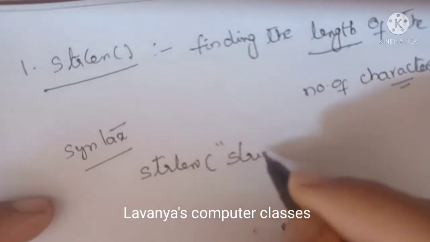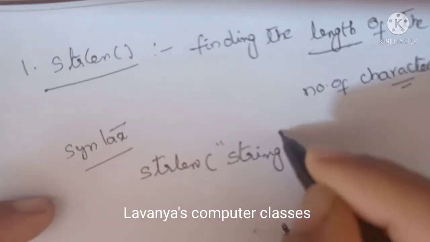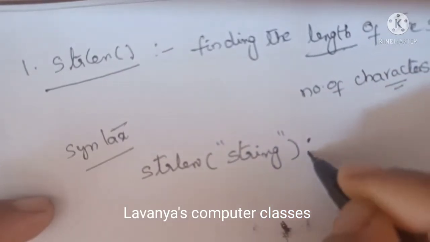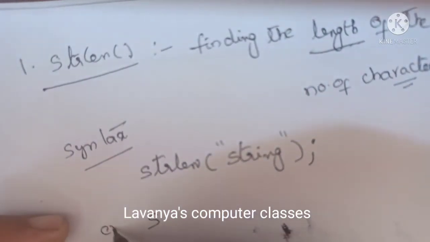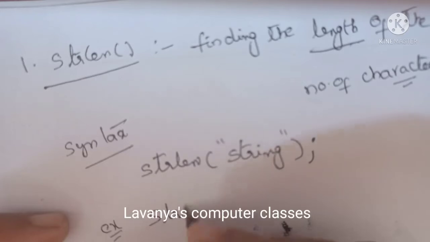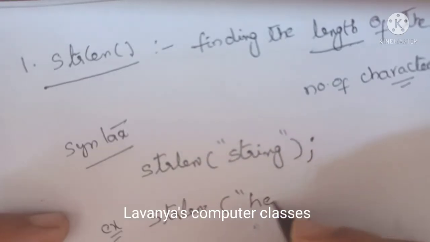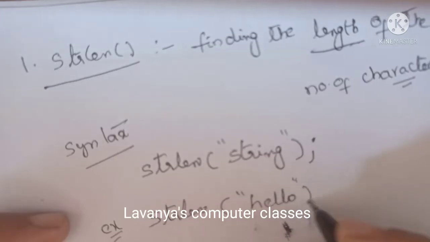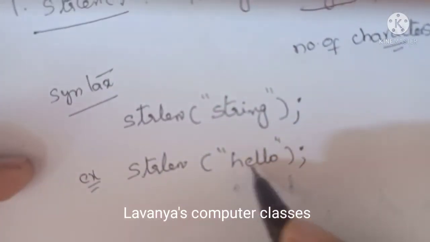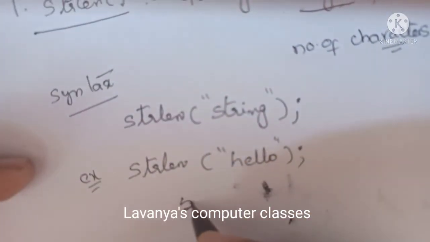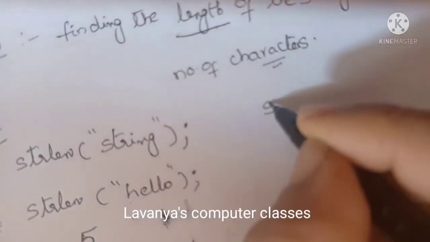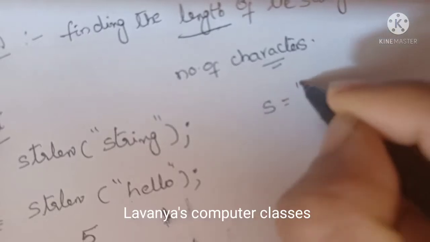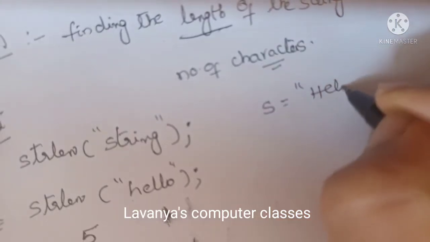strlen, within brackets and within quotations, you have to give any value, any string. If you want to give direct values in the brackets, then we keep double quotations, because double quotations are for strings. Example is strlen, within quotations I am using the word hello. So the length of the word hello: 1, 2, 3, 4, 5. 5 characters are there. Immediately it gives the answer 5.